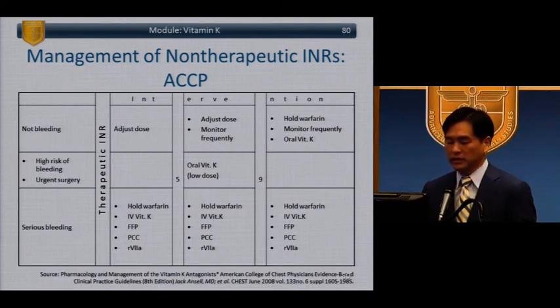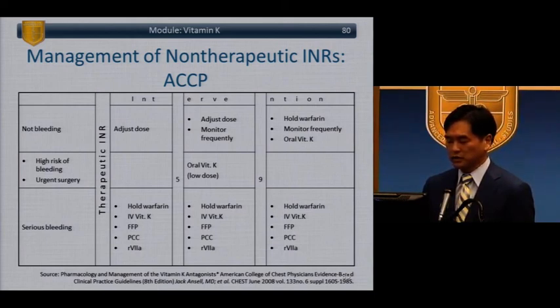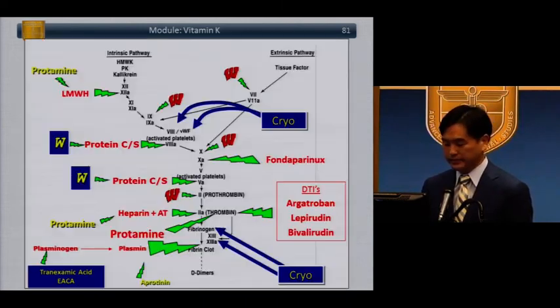Okay? Now, if you're having urgent surgery greater than 24 hours, you're going to give the vitamin K to reverse of the 5 to 9 range. Okay? And then oral vitamin K also occupies this spot. If you have urgent risk of surgery, then you can adjust the dose or monitor frequently, or actually you have the flexibility to start oral vitamin K too, but this is where it becomes mandatory, so to speak, or recommended by CHEST. All right.